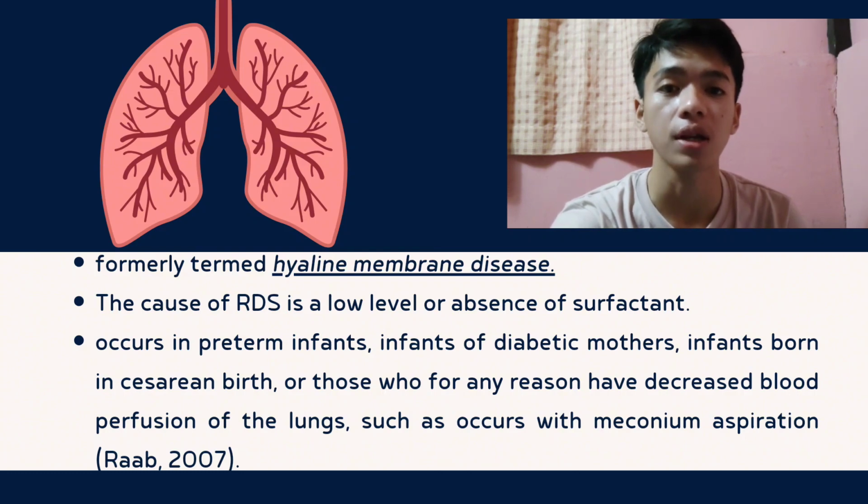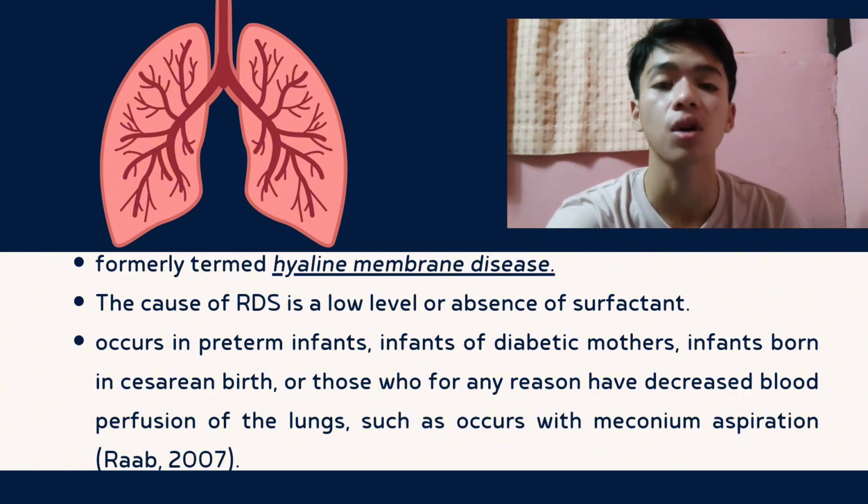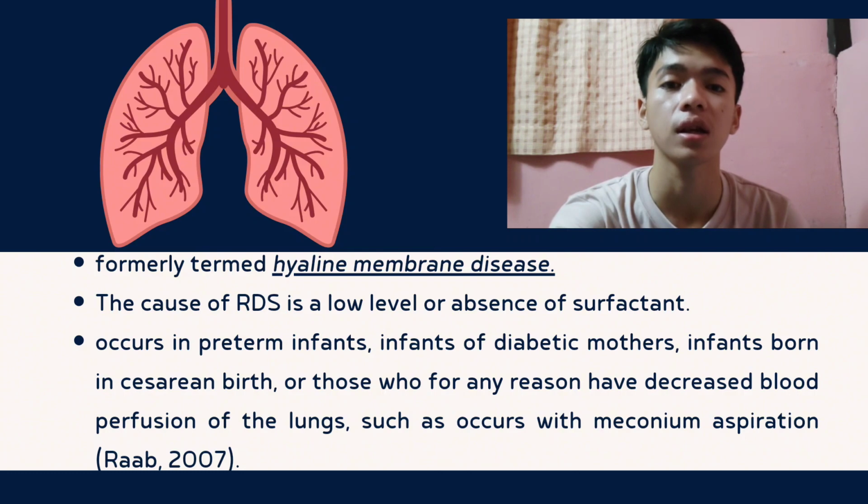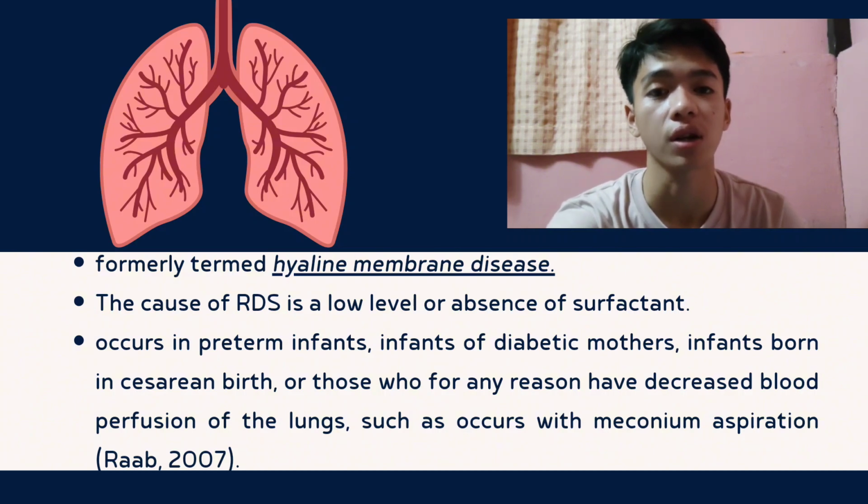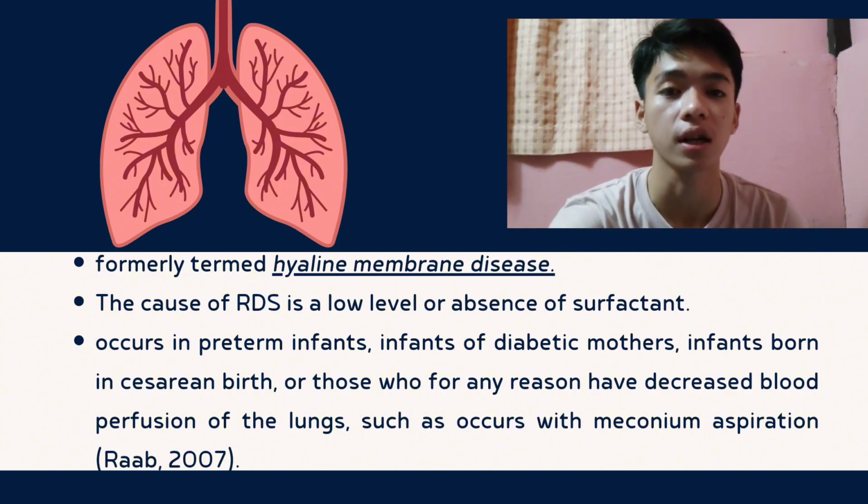Infants of diabetic mothers. The mother's excess amount of blood glucose is transferred to the fetus during pregnancy. This causes the infant's body to secrete an increased amount of insulin, which results in increased tissue and fat deposits. Remember, too much insulin in a baby's system due to diabetes can delay surfactant production, which is needed for lung maturation. Infants born in cesarean birth.